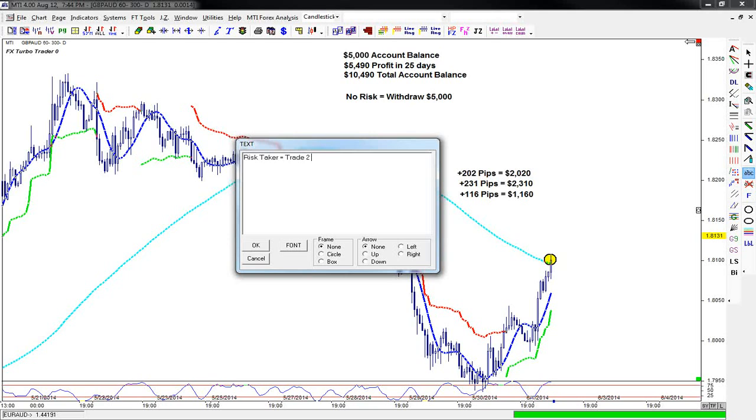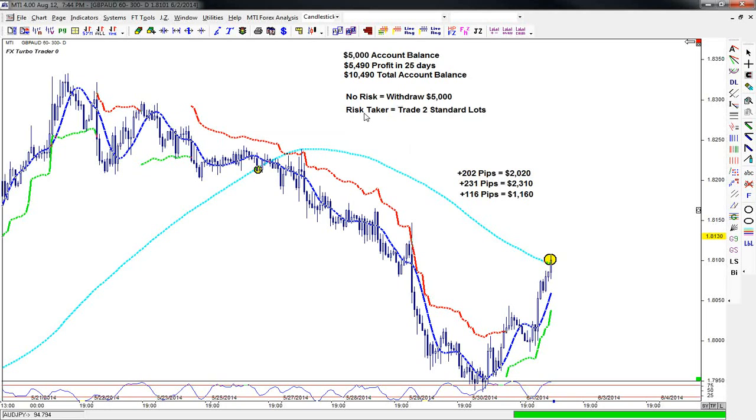So right now for the risk takers, I want you to trade 2 standard lots instead of 1. So at this point, everything I was showing you is 1 standard lot, but what you're doing now is I want you to trade 2 standard lots. What does that mean? Well, everything you make from here on out, you're going to double it. So let's just say this trade, 202 pips. If you traded 2 standard lots on that trade, you would have actually been up 404 pips, right? And you would have been up $4,040. Does that make sense? So that's what I want you all to do.